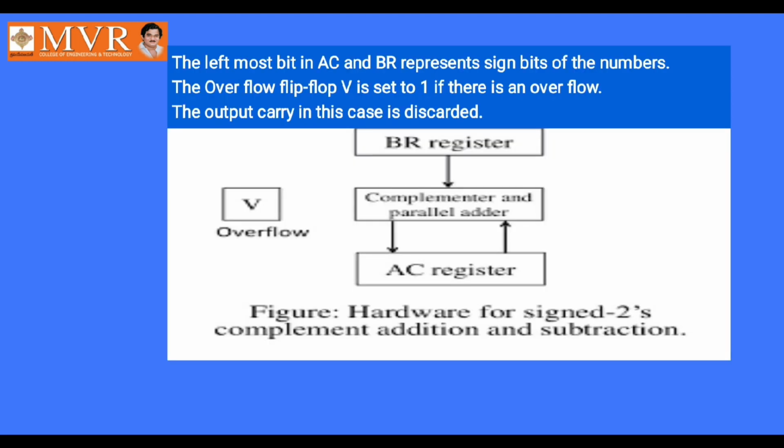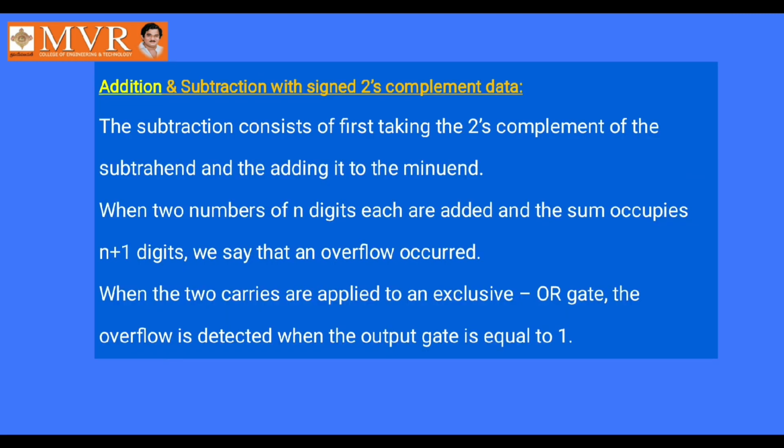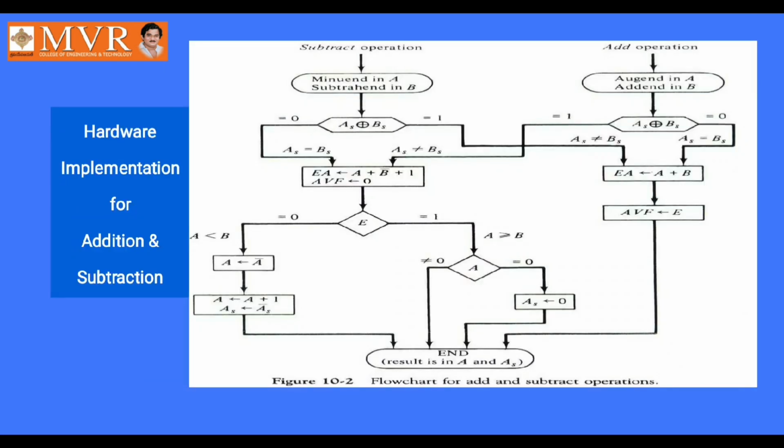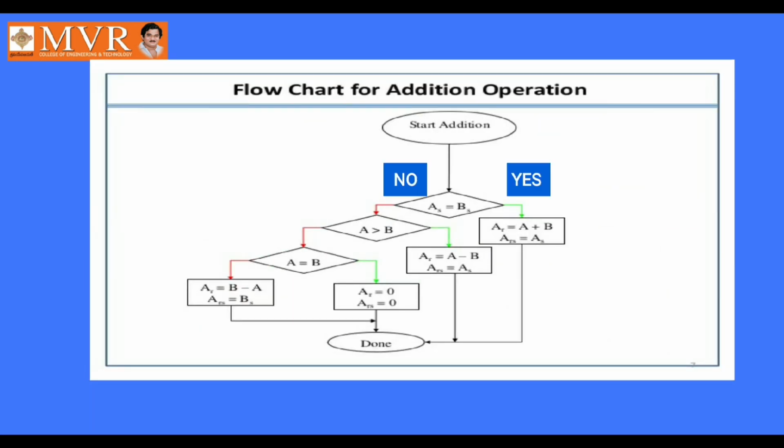For that purpose also we are going to use a simple hardware part. You just see here there is a BR register that is having one value, and there is the AC register. Here instead of A and B, we are using BR and AC to avoid some confusion. So here BR is there, AC is there. In the previous hardware implementation, we have one complementer and one parallel adder circuit. You can see in the hardware part a simple one complementer is there.